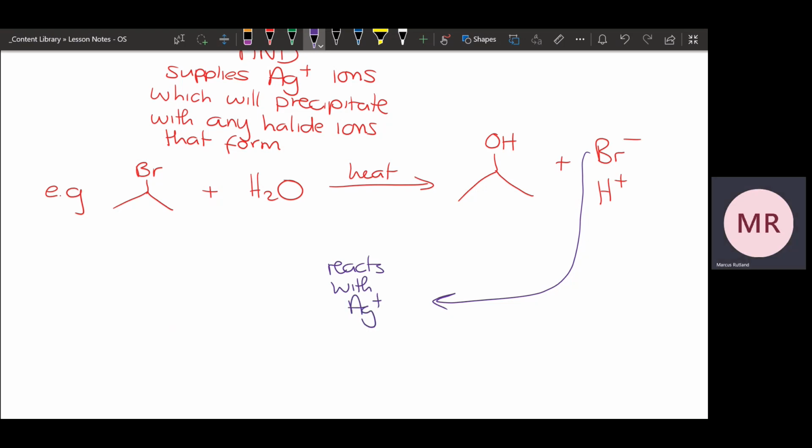So a little revision challenge for you. Pause the video. Can you remember how to write an ionic equation for the precipitation that you get when silver nitrate solution meets halide ions in solution? Have a go. Start the video when you're ready.